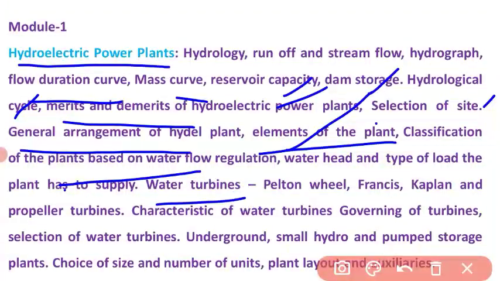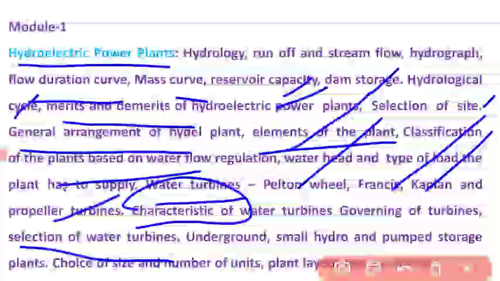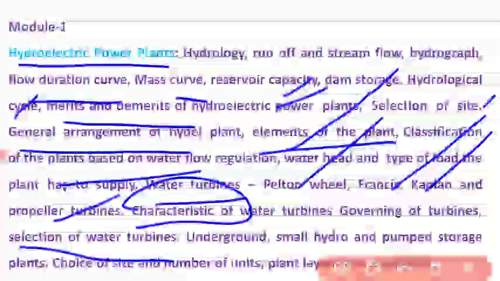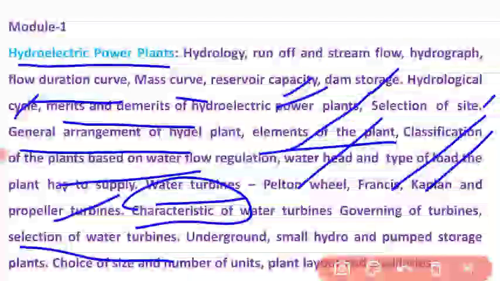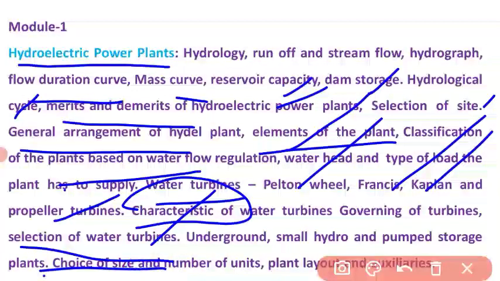Then next is water turbines. Different water turbines are used. Here we are going to study the Pelton wheel, Francis, Kaplan and propeller turbines. So these turbines' characteristics we are going to study. And selection of water turbines. In detail we are going to study how the turbines are selected for particular applications. Depending upon head it is classified. In detail I will discuss later.